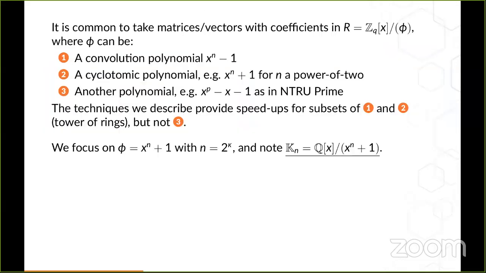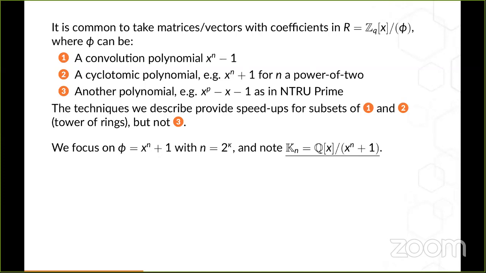Okay, so in cryptography, it's common to take matrices and vectors with coefficients in a ring, Z_q[x] modulo phi. And phi can be a convolution polynomial, x^n - 1. And this was done by the original NTRU schemes, if I remember correctly.